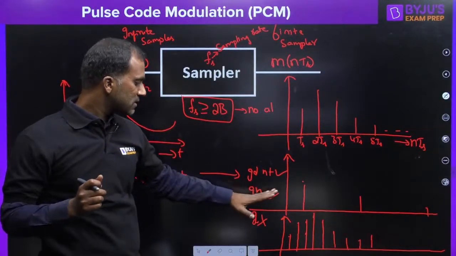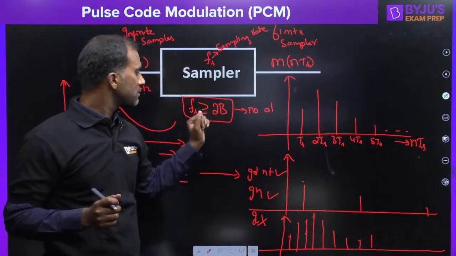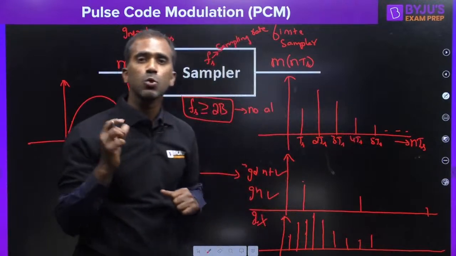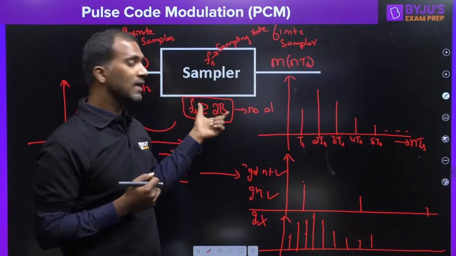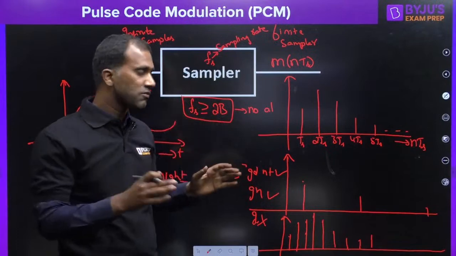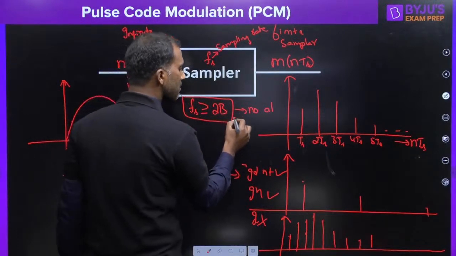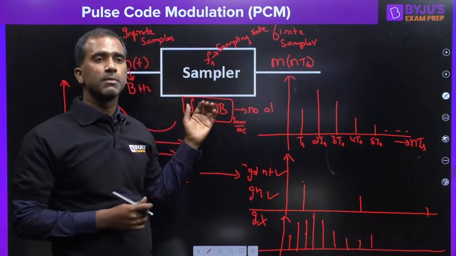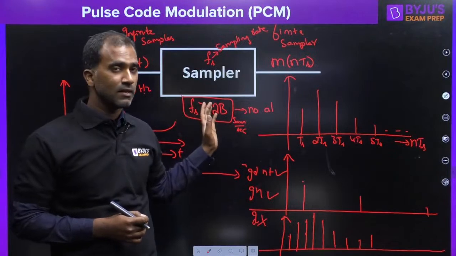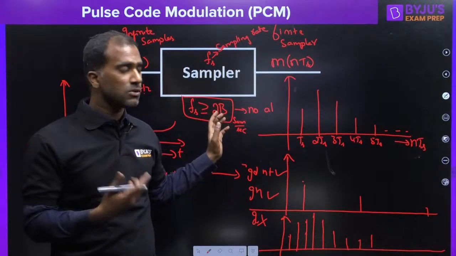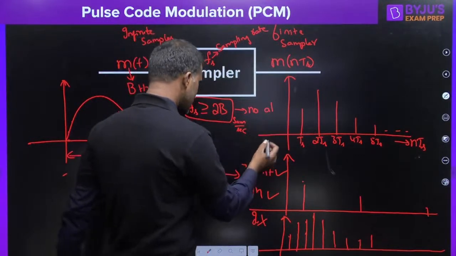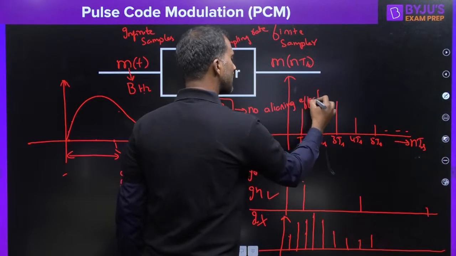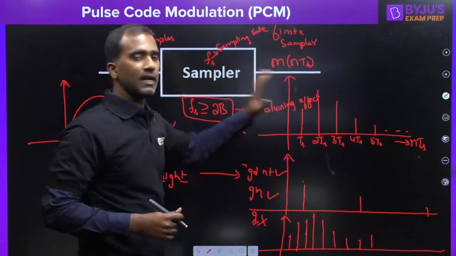So what should be the minimum number of samples here? 2B samples for every second. For every one second, you should collect 2B samples, if B is the bandwidth. Collecting more than that is also fine. So 2B samples per second is the minimum we should collect. Anything more than that is perfectly fine. Less than that, we are going to lose quality, and that loss of quality is what we call the aliasing effect. When you satisfy this criterion, we don't have the aliasing effect.